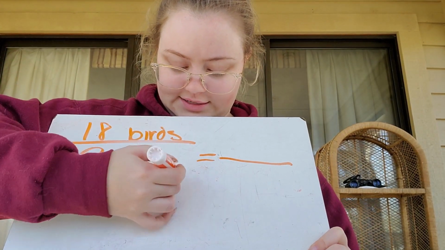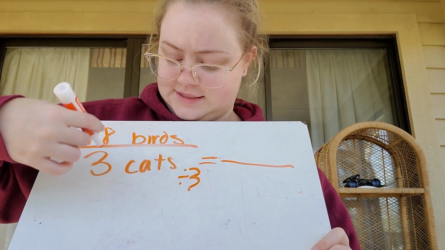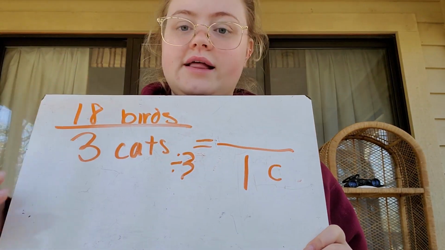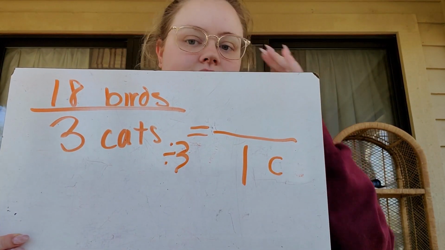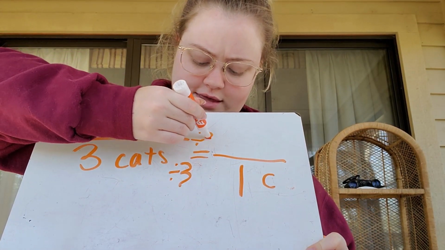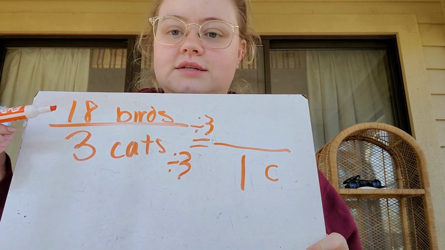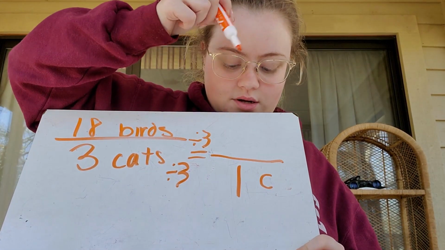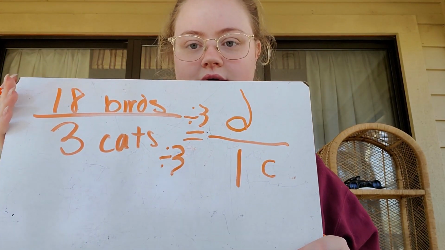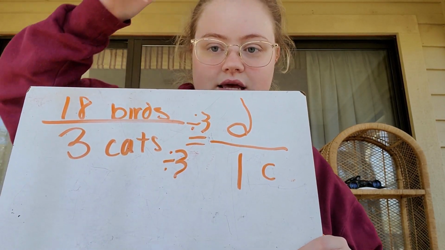What I need to do is take this bottom number and divide it by itself. So 3 divided by 3 gives me 1. So I have 1 cat left over, all right? Next, I need to take 18 and divide that by 3. All right, so 18 divided by 3 gives me what, everybody? Thank you. It gives me 6. Did I write that? Yes, I did.